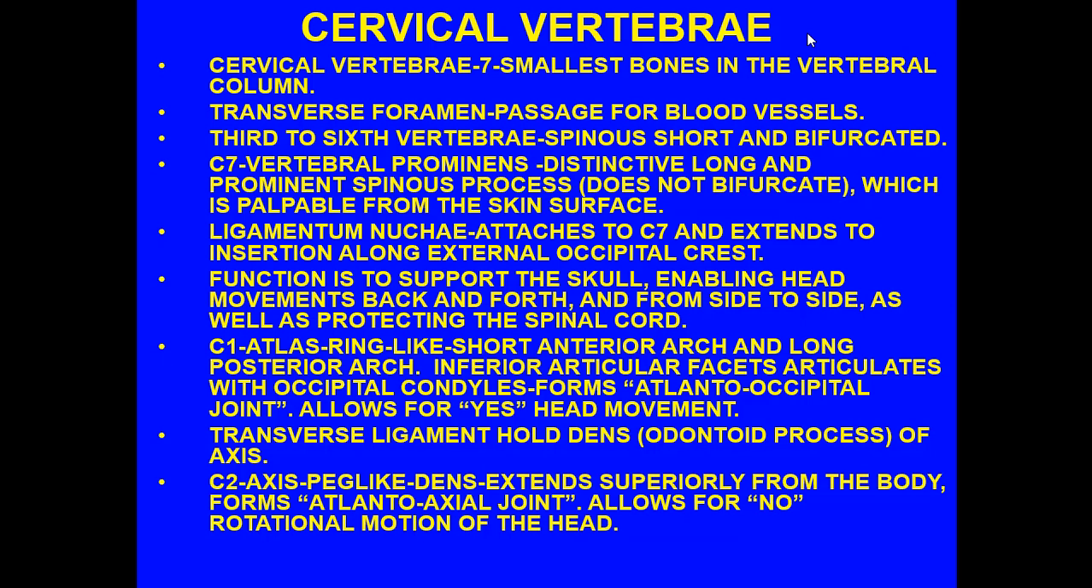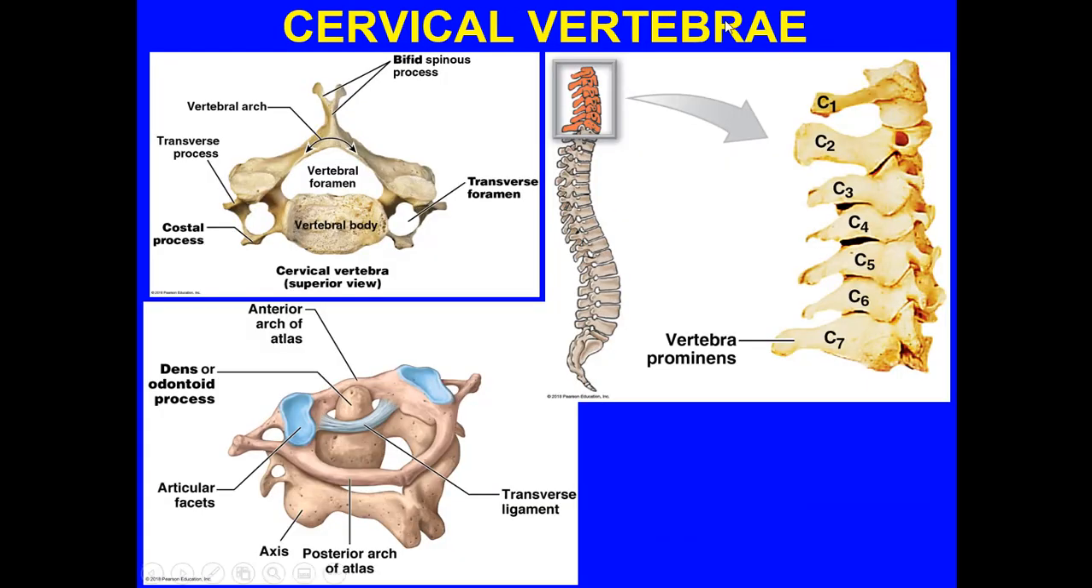Now there's a transverse ligament on C1. It holds the dens, otherwise known as the odontoid process of the axis. The axis has a peg-like structure, the dens. It sits upward and extends superior from the body. It forms the atlanto-axial joint. It allows you to basically do this. No. Shake your head back and forth. Allows for a rotational movement of the head.